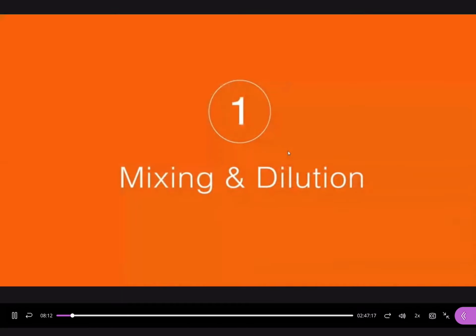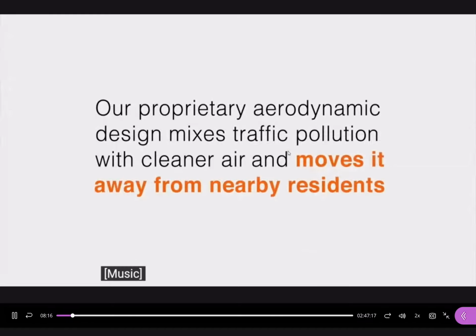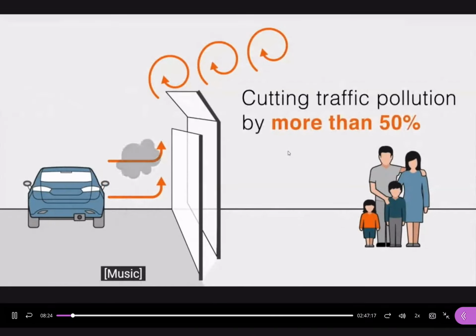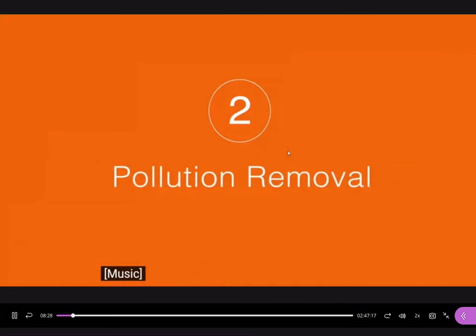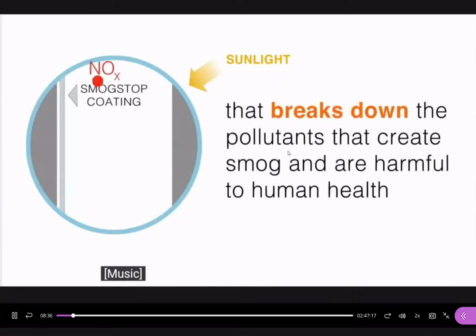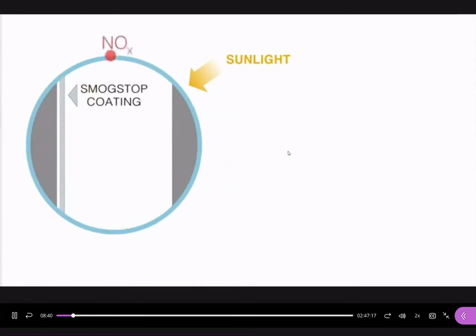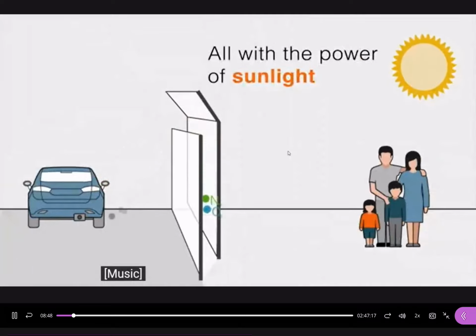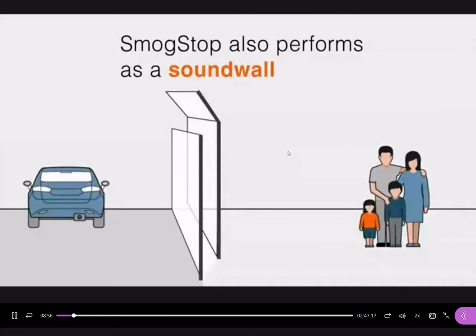This explains how it works. Actually, there are two layers, and on the surface of each layer we have some photocatalytic materials. With the presence of these materials under the sunlight, these coatings can change some pollutants into non-toxic materials. And also, it can perform as a sound barrier.